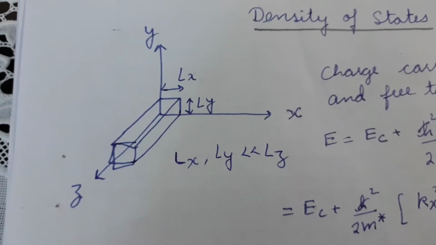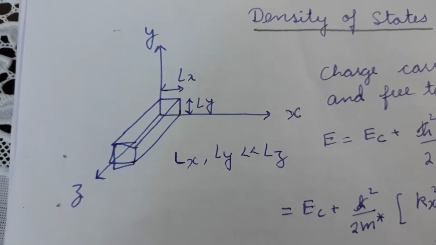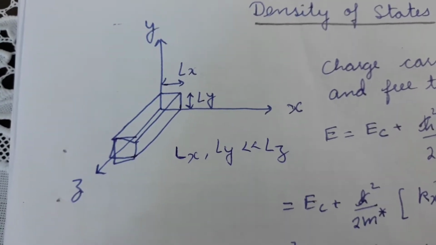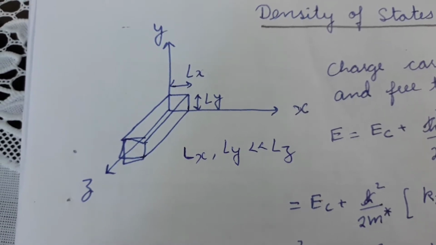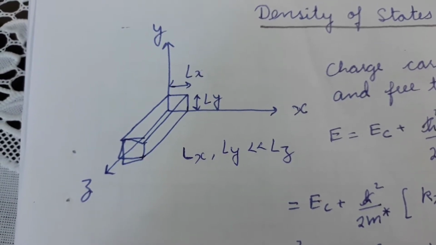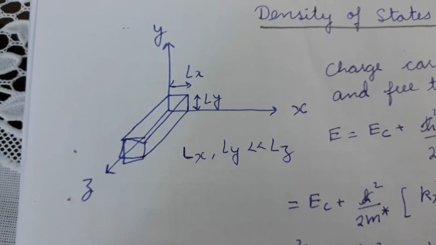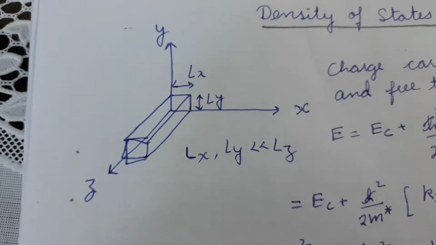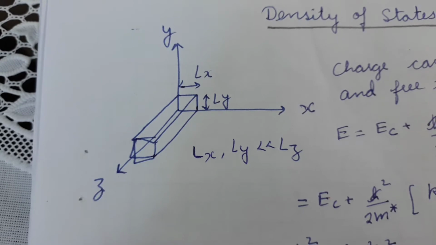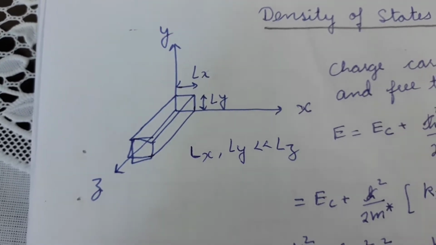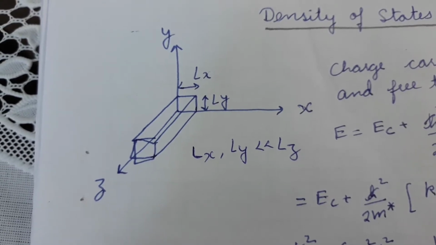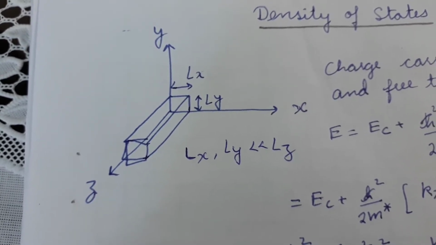In this case, like we have taken x, y, and z axis, the dimension in x and y axis is very small, while in the z axis the size of the material is very large. Now, when we say small, it means that Lx and Ly is of the order of de Broglie wavelength of the charge carriers that we are talking about. So if we are talking about electrons, then the de Broglie wavelength of the electron must be less than the dimension of the structure in x and y direction.